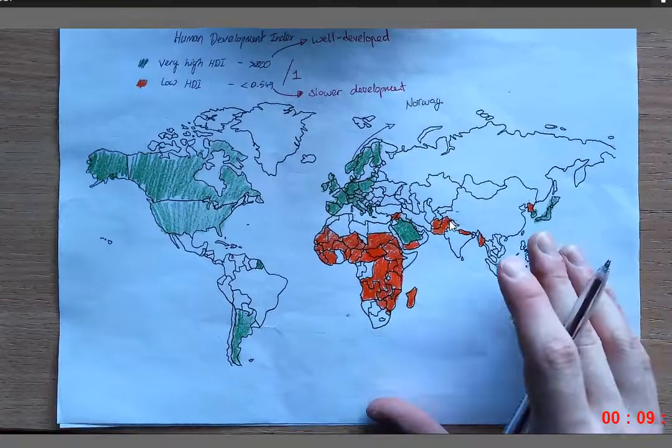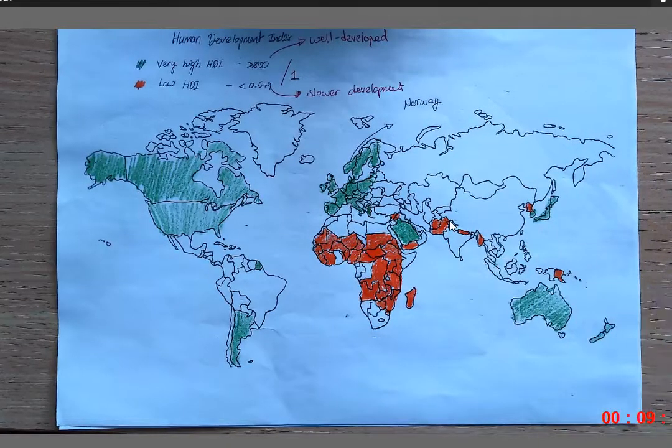Okay, now again we're going to be looking at a couple of examples and how they've changed over time. So we're going to start with the number 1 on the HDI.